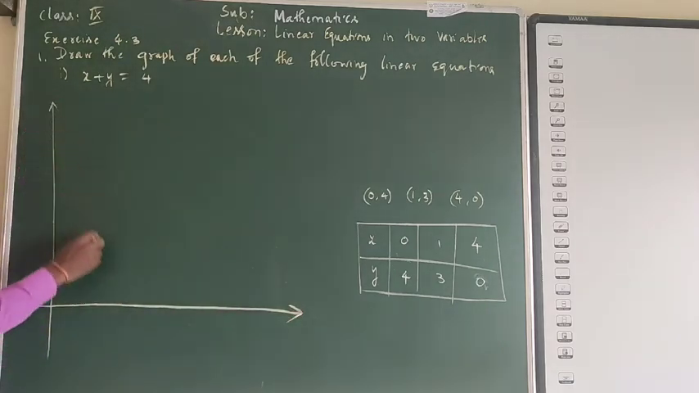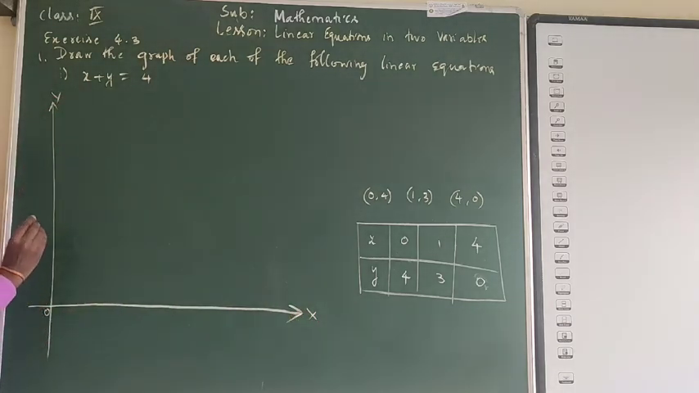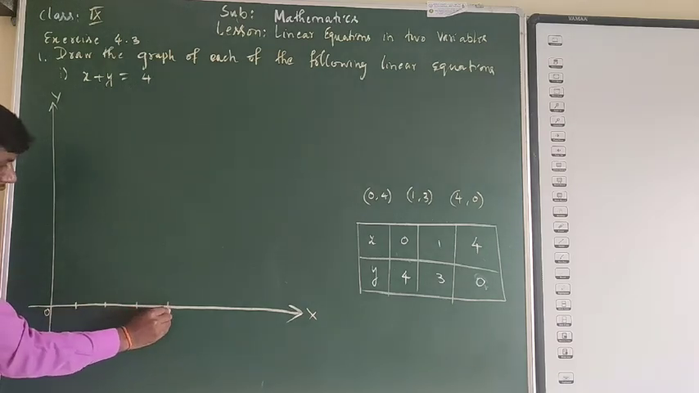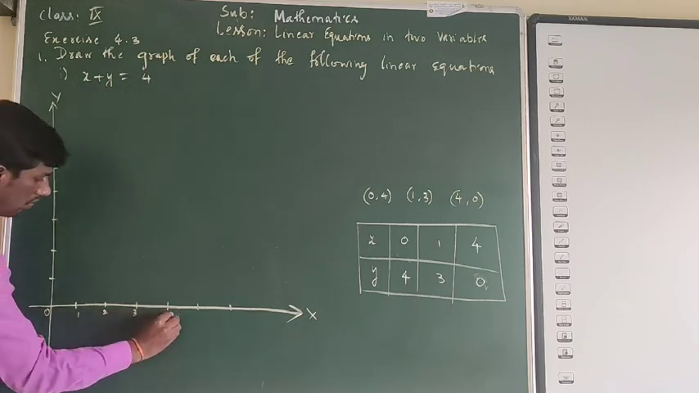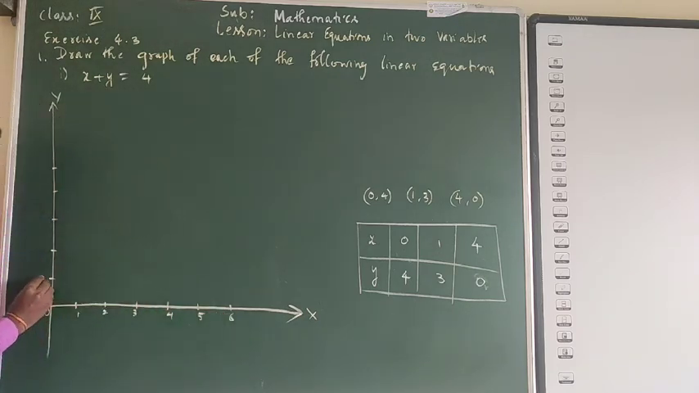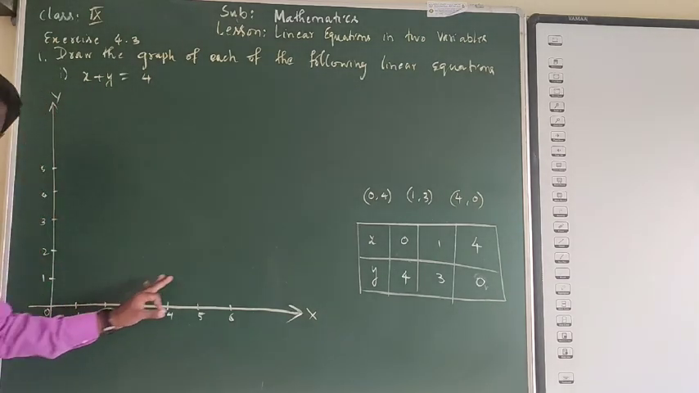Okay. So this is the x-axis and this is the y-axis. This is the origin. We take 1, 2, 3, 4, 5, 6, and 1, 2, 3, 4, 5. Now we'll plot these points, the solutions, on the graph sheet. This we need to do in the graph sheet.